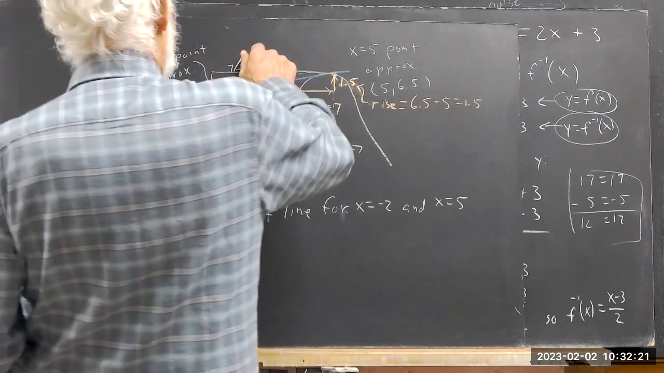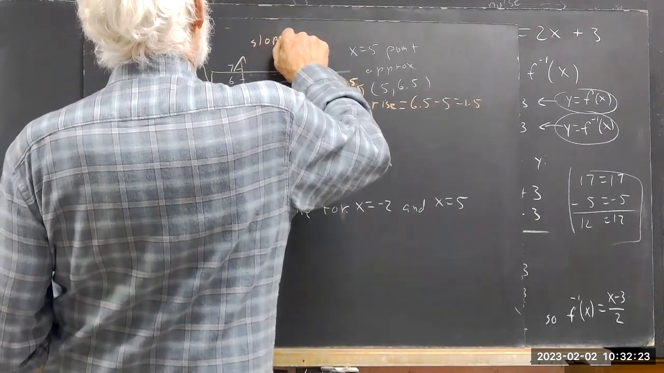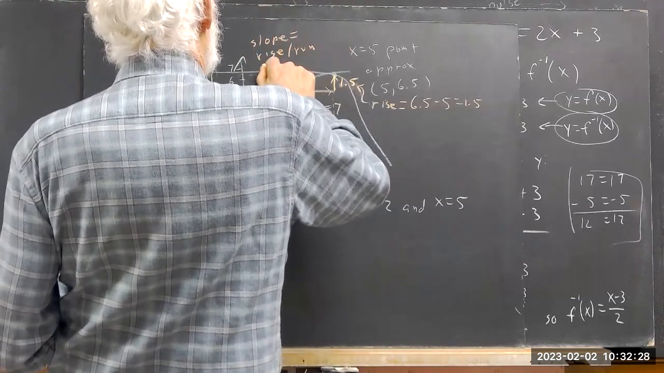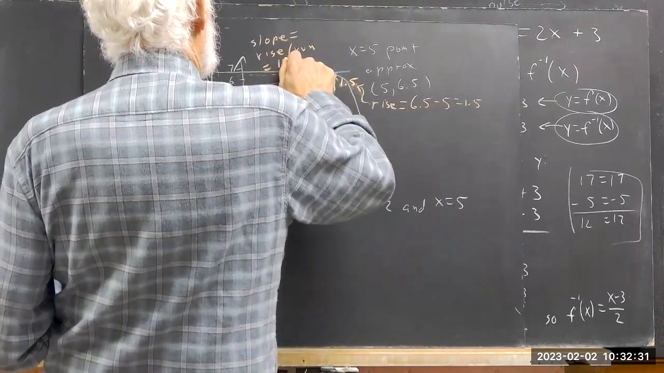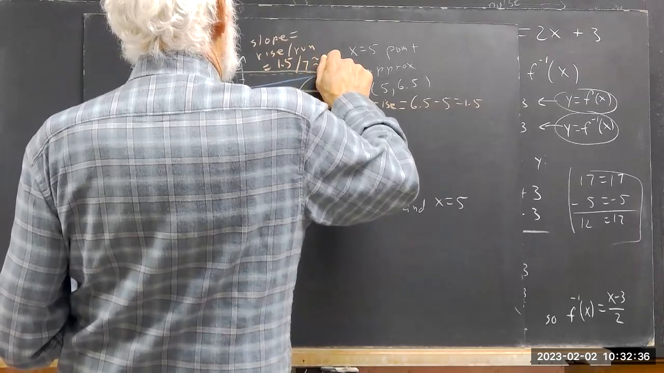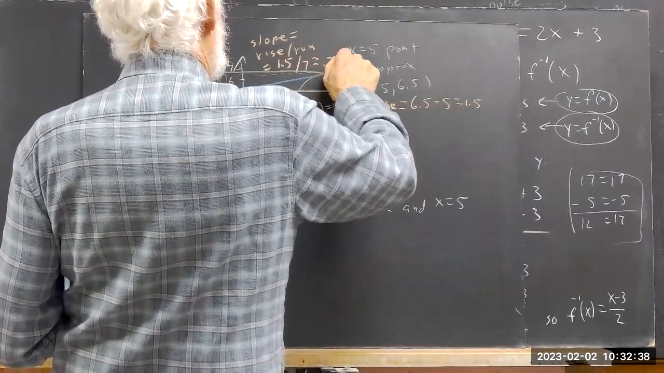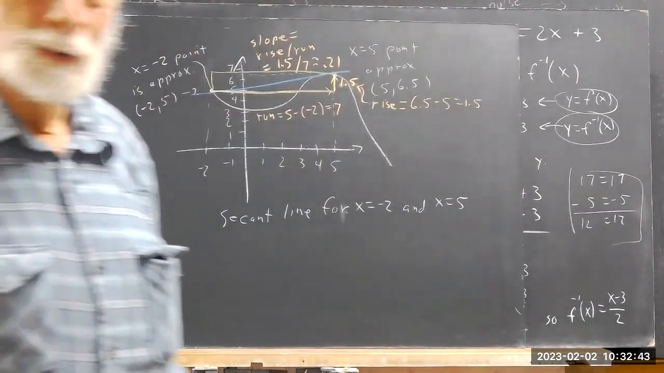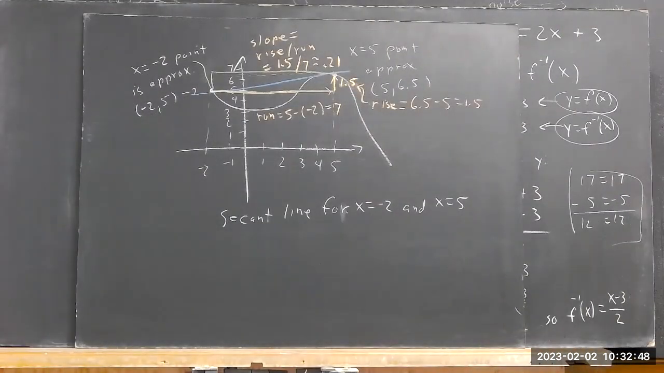So now I can say the slope equals rise over run equals 1.5 over 7, and that's about 0.21. 0.214 something, okay? But we're estimating from a graph, so there's no point in going any further than 0.2 or 0.21. Okay.